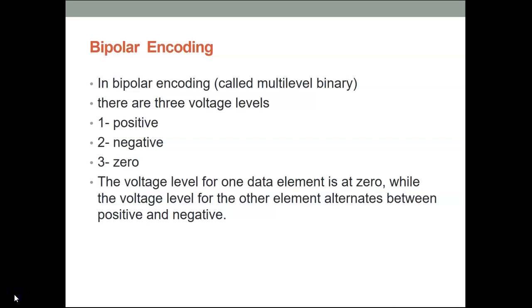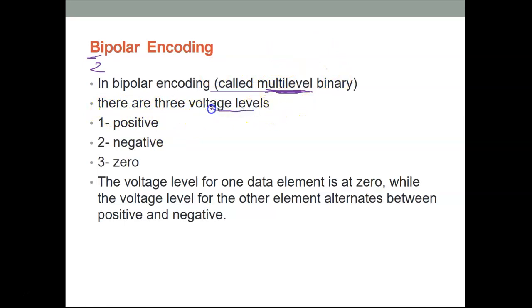Previously we discussed polar, it means you have positive and negative. We also discussed unipolar, meaning you just go on the positive part or on the negative part. Now we talk about bipolar. What does bi mean? Bi means 2, bipolar. In bipolar encoding we call it multi-level. So you have more than 1 or 2 levels.